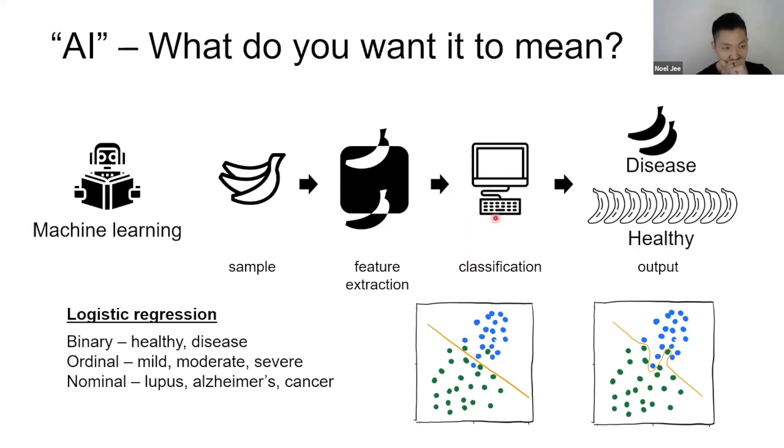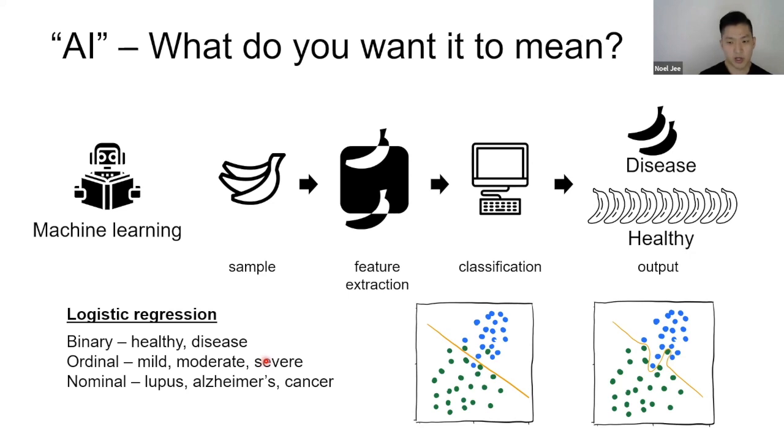So what we call machine learning is the application of a variety of these statistical models, including regression models, to create these classification systems. And when you think about classifications, these are typically logistic regressions, not linear regressions or nonlinear regressions. And there's multiple types of logistic regressions. A binary logistic regression splits things into two categories. This is the most common, I'd say, that you see in biology, which is healthy versus disease.